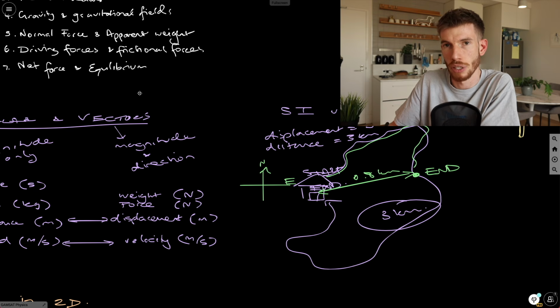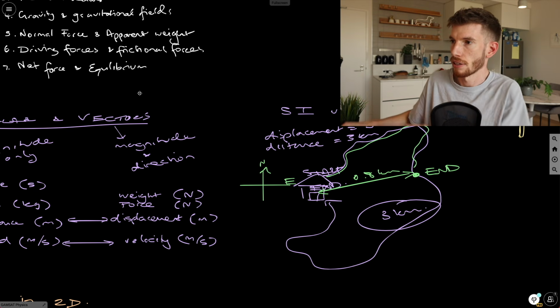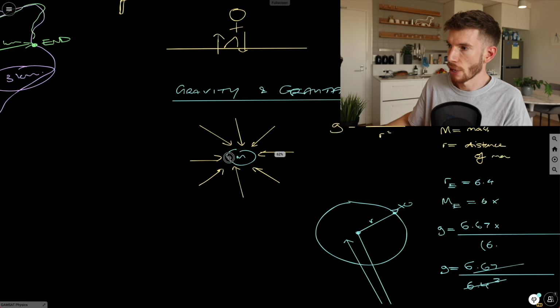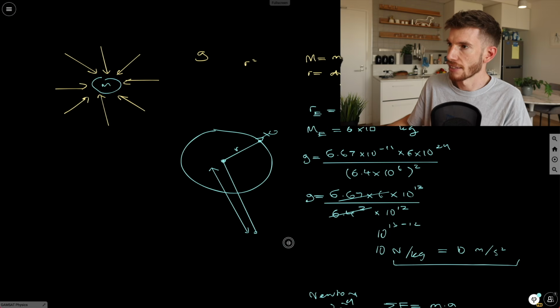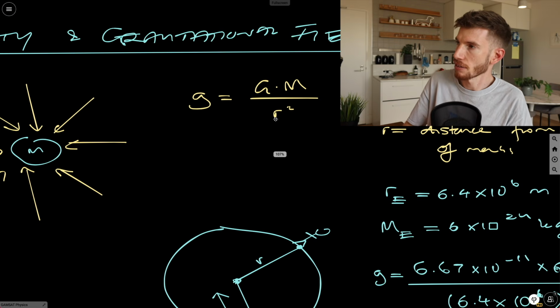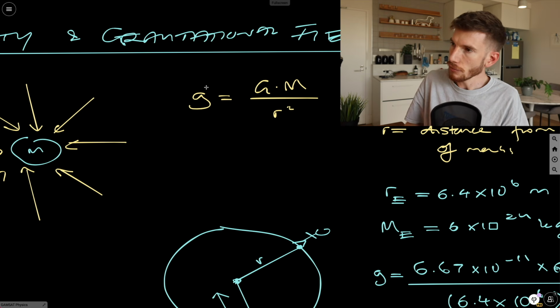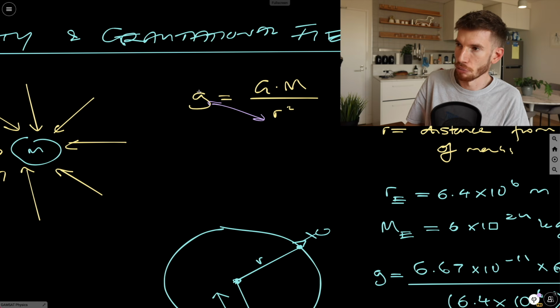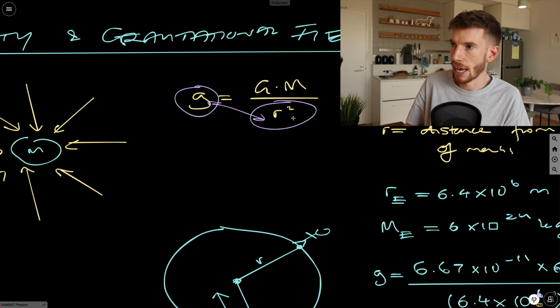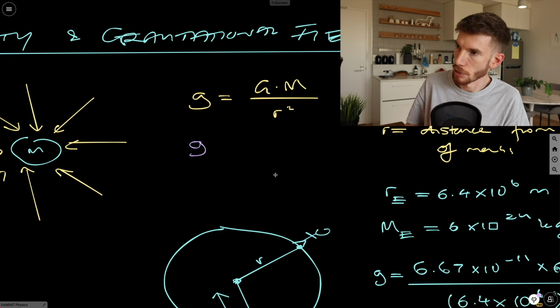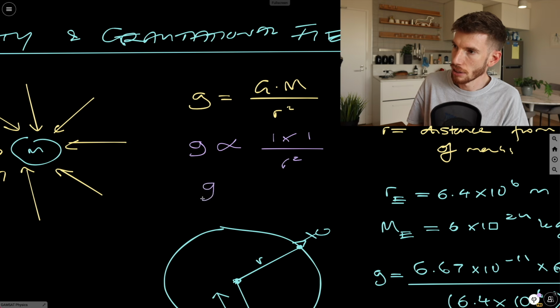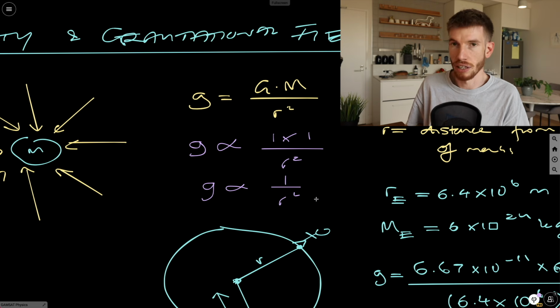So obviously if you were further away from an object, then the gravitational field strength weakens. So we can see there's an inverse squared relationship in the maths. This is probably one of the more important things for GAMSAT: there's an inverse squared relationship between gravitational field strength and the distance from the center of the object itself. So if we turn that into a proportionality statement, G is proportional to 1 over r squared. G is inversely proportional to the square of distance.